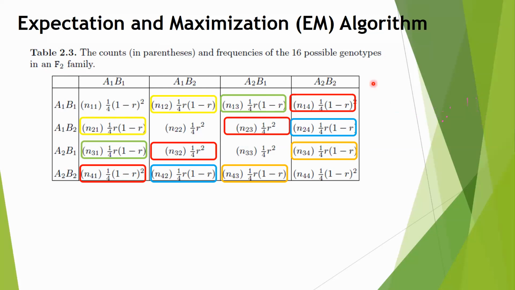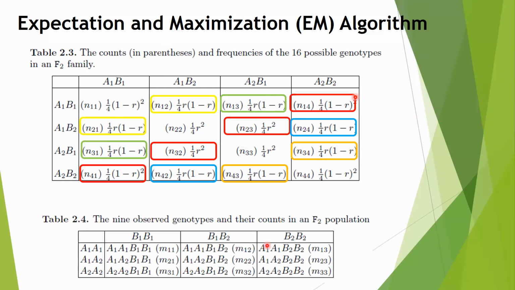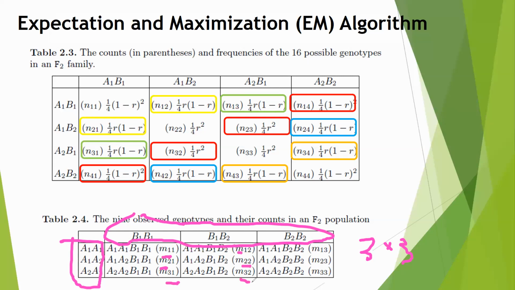Either the full data or the data with the missing values. All right. Then we can rewrite this into the 3x3 table. This just shows the genotype for the first locus and the genotype for the second locus, and the combination of these two. So this gives us 9 categories. So this is the 9 categories with missing data.